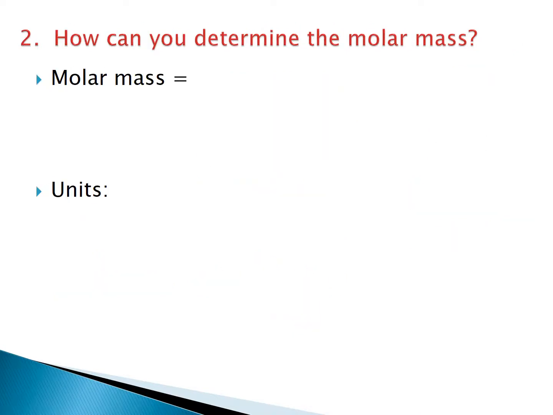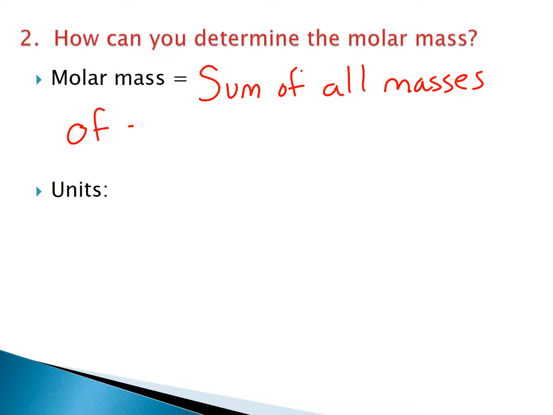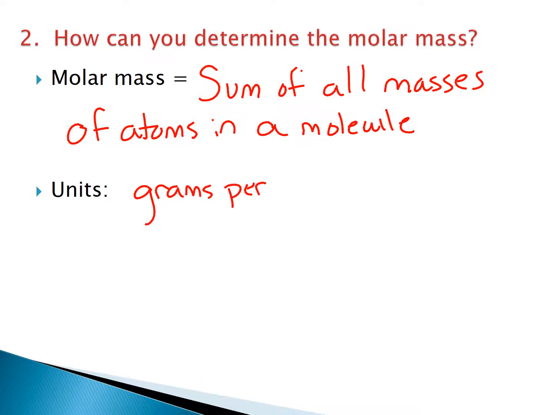Okay, so molar mass can be found from the periodic table, and it's the sum of all the masses of atoms in a molecule. The units are grams per mole, which we can abbreviate as grams, g, per mol. That's not much of a mole abbreviation, but it's the best thing we've got, so we're just going to deal with it. All right, so some examples.